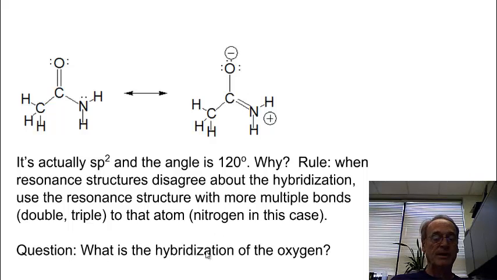Now, let me just ask you another question. What is the hybridization of the oxygen? Is it sp2, as suggested by this, in other words, trigonal planar, or is it sp3, which is tetrahedral, as suggested by this resonance structure? Well, the rule says you go with the one with the more multiple bonds. So since this has a double bond and this has a single bond to the oxygen, we'll go with this structure and we'll decide that the oxygen is also sp2.